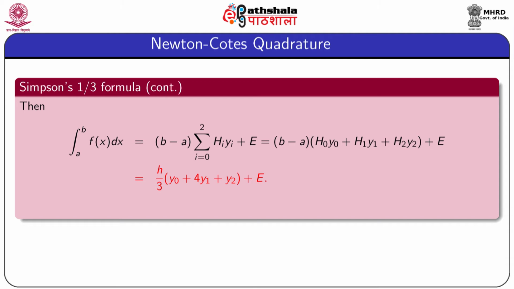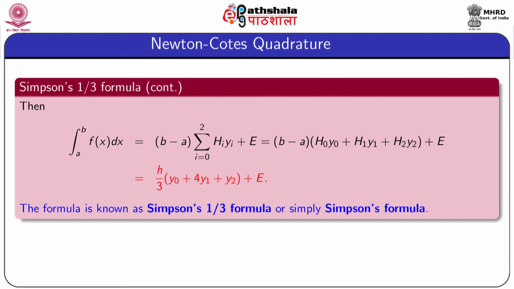Note that in this formula the factor 1 by 3 is multiplied with the expression. For this reason, this formula is known as the 1/3 formula or Simpson 1/3 formula. So, this is the basic Simpson 1/3 formula, or simply this formula is known as Simpson formula.